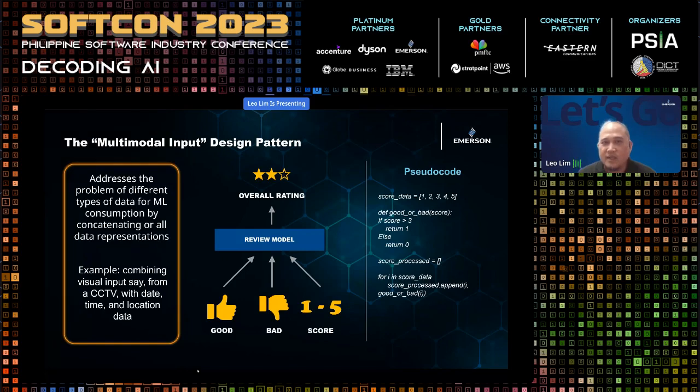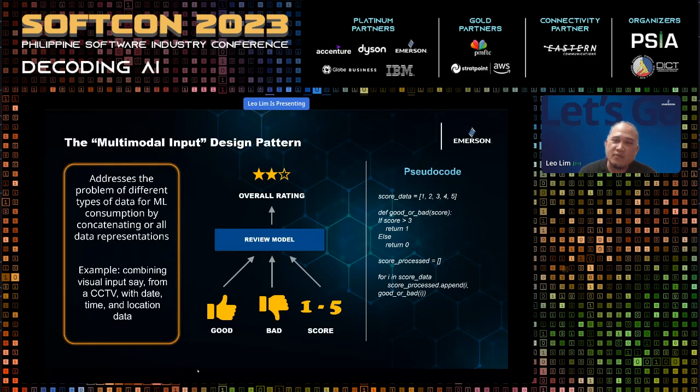So in this example, we're looking at a review model. This is a machine learning model that ingests reviews from, say, different restaurants or hotels or whatnot, and then you have text reviews, right? Whether this is good, this is bad, and then you have a score, one being the lowest and five being the highest, for instance. And what this review model does is learn from all the data, the good and bad reviews and the score, and then gives you an overall rating, stars, right? Three stars being the highest, for instance, in this example.